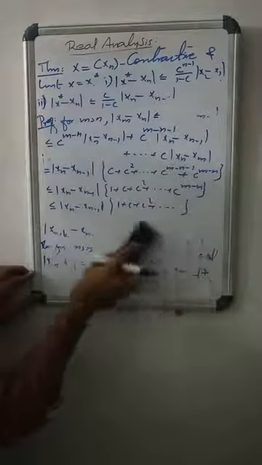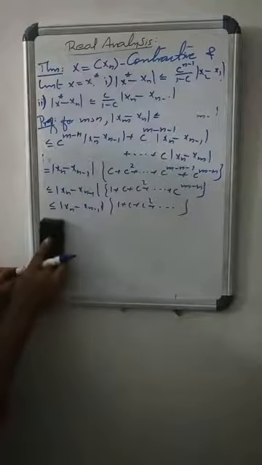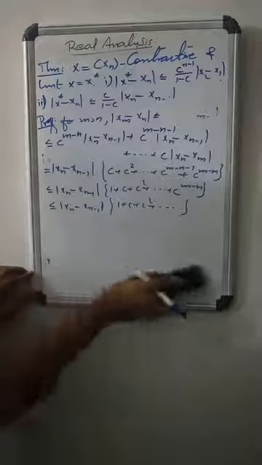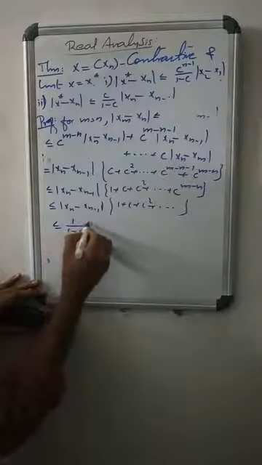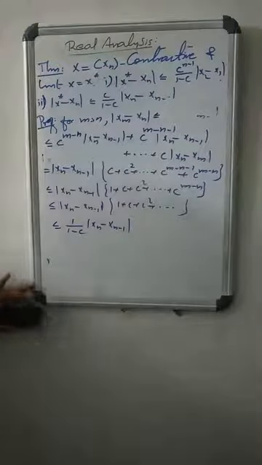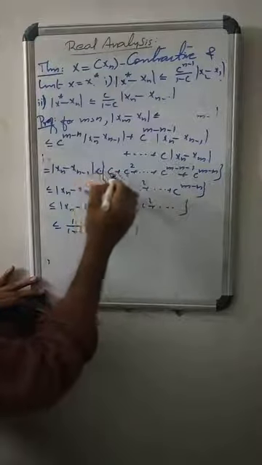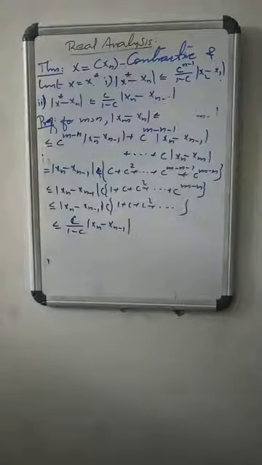What is c? c is any real number lying between 0 and 1. So the term inside this bracket is nothing but an infinite geometric series whose sum is 1 by 1 minus c. So it is less than or equal to 1 by 1 minus c into modulus of x_n minus x_{n-1}. Agreed? Here also c is taken outside, so it is c into that one. So it is c by 1 minus c into modulus of x_n minus x_{n-1}. That is what we looked for over here.